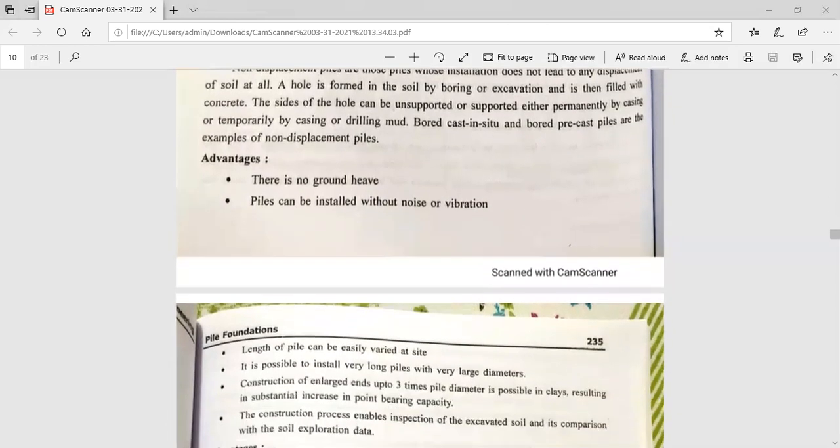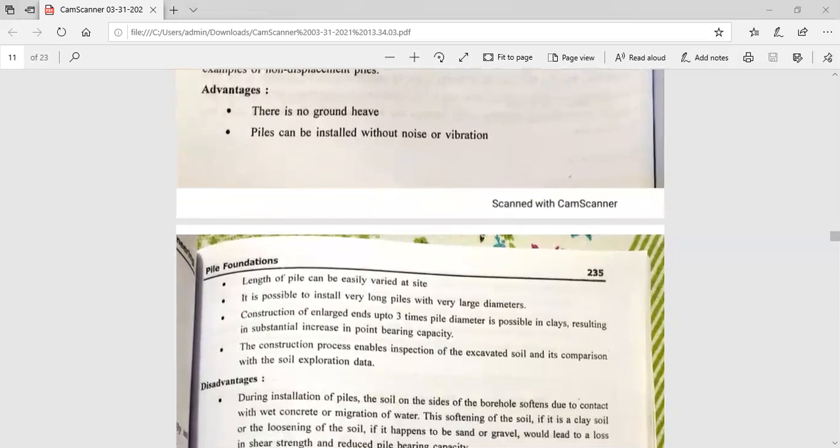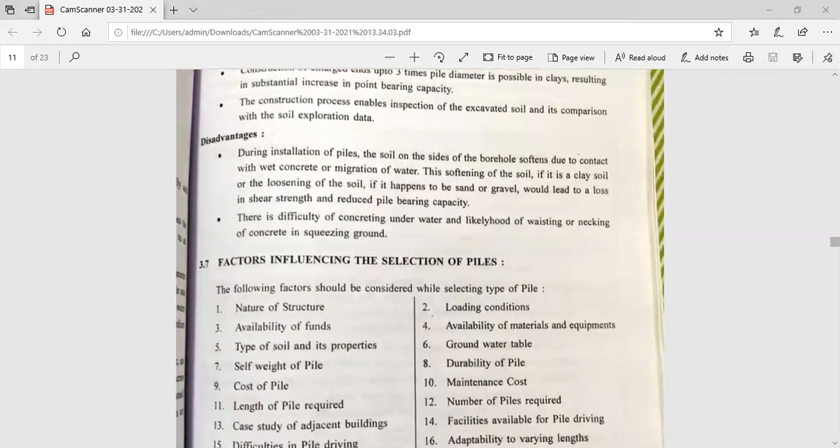The advantages of these piles are that there is no ground heave, right? Piles can be installed without noise or vibration. The length of the pile can be easily varied at the site. It is possible to install very long piles with very large diameter. The construction of enlarged ends up to 3 times the pile diameter is possible in clays, resulting in a substantial increase in point bearing capacity. And the construction process enables the inspection of excavated soil and its comparison with the soil exploration data.